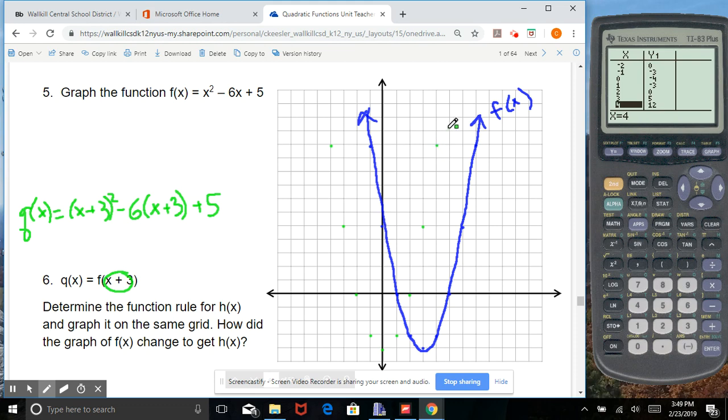Go ahead and draw your line neatly. Much neater than mine, hopefully. Arrows on each end, and label it q of x. So hopefully you see here that the blue f of x was shifted 3 units to the left to get q of x. This x plus 3, like we saw in vertex form, is a shift 3 units to the left. So we would say, how did the graph of f of x change to get h of x? It is a shift 3 units to the left to get h of x.